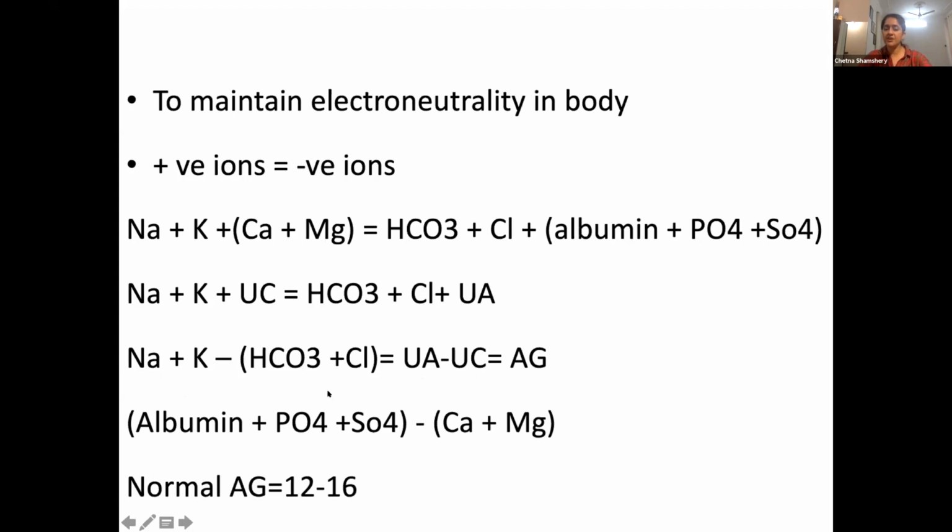So if this difference is more than 16, we say a high anion gap. It is more than 16 means either sodium, potassium goes up or bicarbonate and chloride ions go down. So this is high anion gap. And if we see the pH as abnormal, as being acidotic, but the difference seems to be normal, between 12 to 16, then we say it's a normal anion gap.